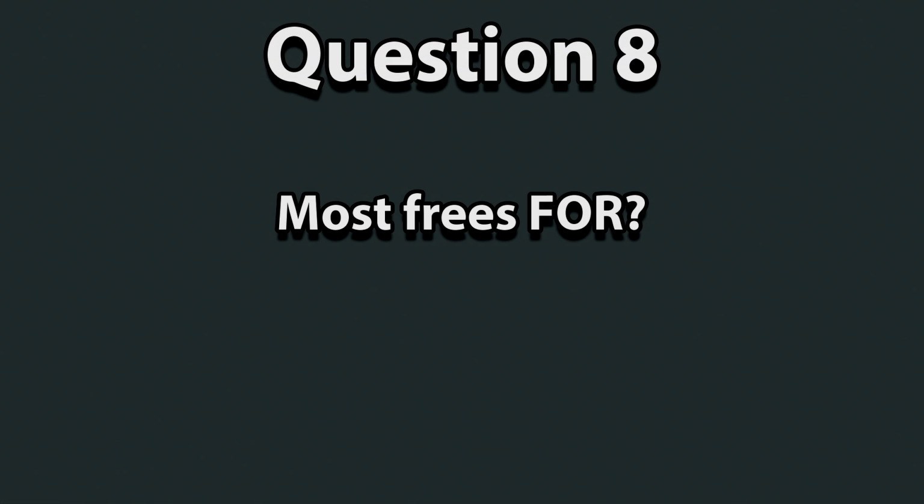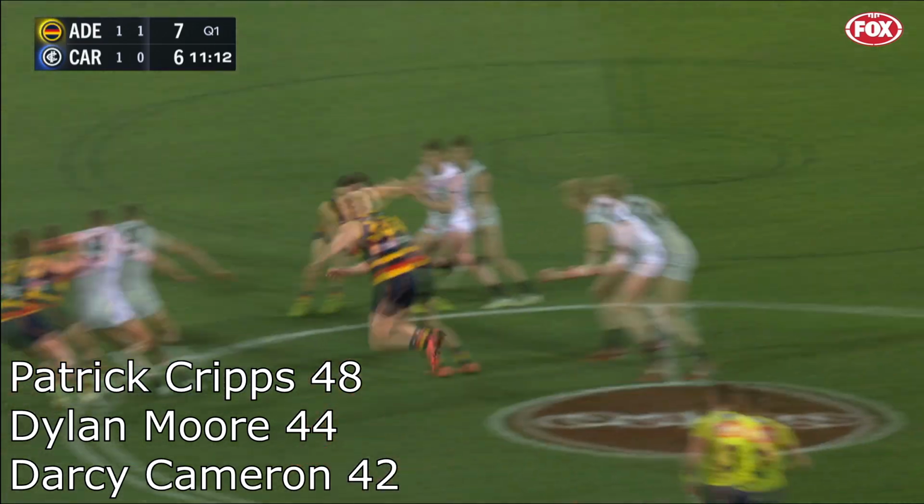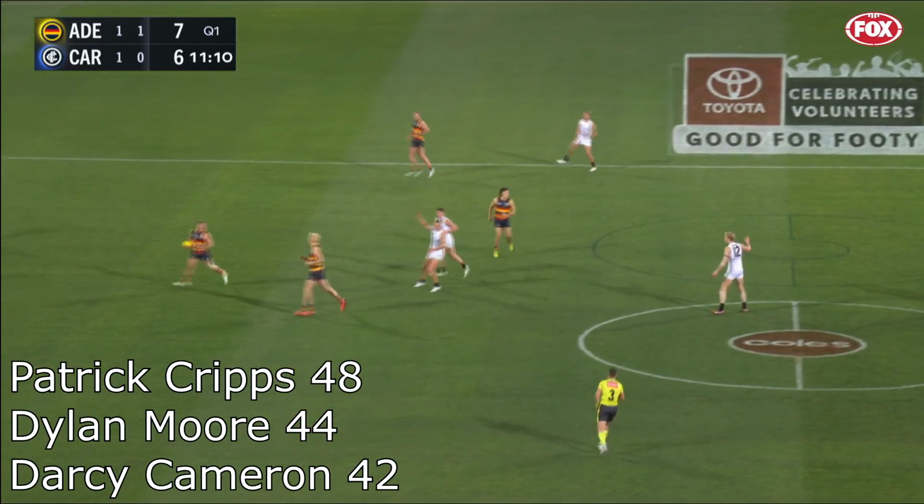Floating ball. Who had the most free kicks? That would be Patrick Cripps on 48, Dylan Moore 44 and Darcy Cameron on 42. Quite a mixture of different players here.